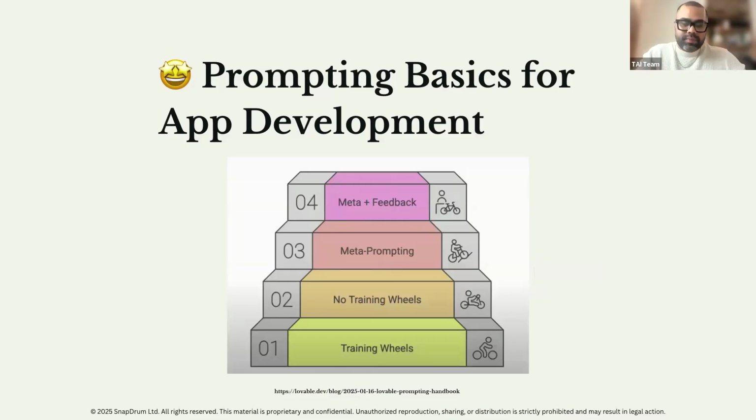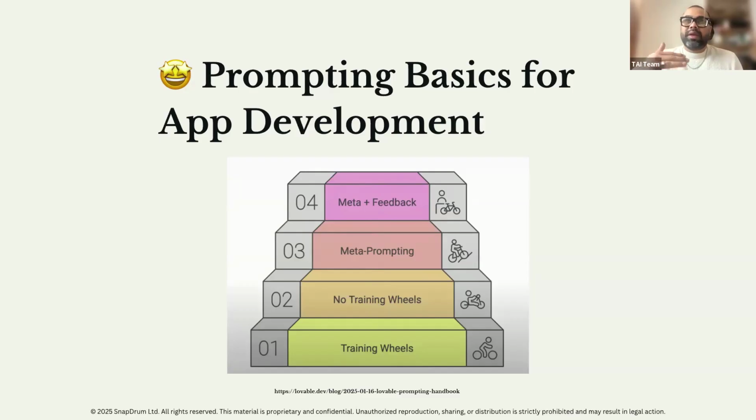So now we're going to focus on where you can look at prompt engineering. This is from one of the diagrams from Lovable's engineering handbook. You can think about three stages. This is not the only way that you can think about this, but you could think about the first stage as with training wheels, the second with no training wheels, and the third is meta prompting.